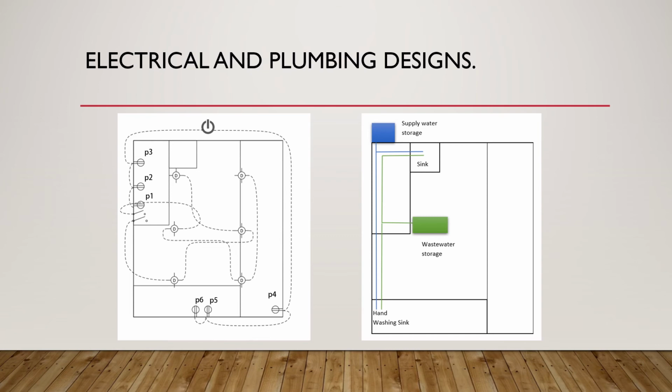The blue lines on the plumbing design indicate clean water and the green shows waste. The supply water will be placed near the top of the cart so the water will flow using gravity. The wastewater storage is placed at the bottom of the cart for the same effect. This mitigates the need for a pump.